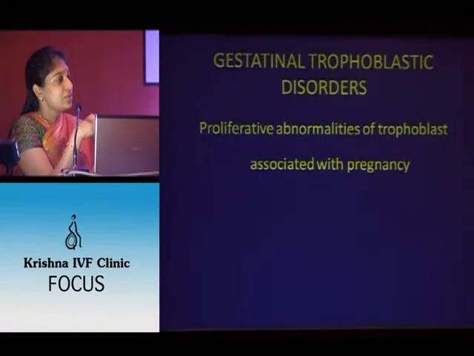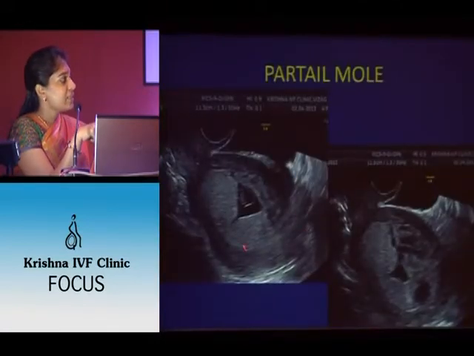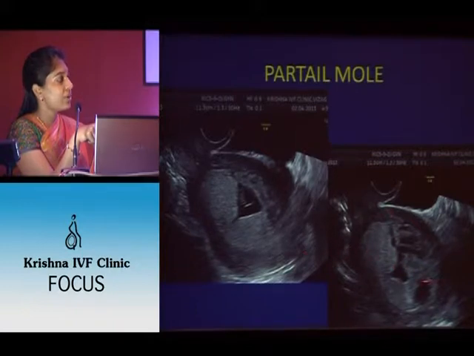So we cannot end the lectures of abnormal intrauterine contents without the gestational trophoblastic diseases. These are proliferative abnormalities. We can see here a partial mole, the sac is seen. Most commonly this is seen along with the missed abortions. We can see the increased chorionic reaction and the villi here.